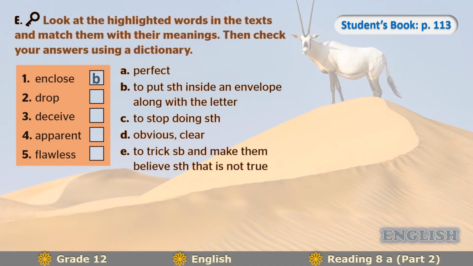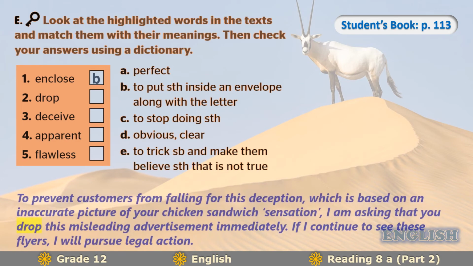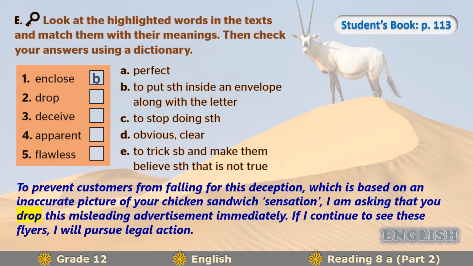The second word which needs our guessing is drop, number 2. And here is the context which contains the word drop. "To prevent customers from falling for this deception, which is based on an inaccurate picture of your chicken sandwich sensation, I am asking that you drop this misleading advertisement immediately. If I continue to see these flyers, I will pursue legal action." We notice here from the assertive language of Miranda that she is really serious about doing something for this misleading advertisement, and she's asking the company to do this for that false advertisement.